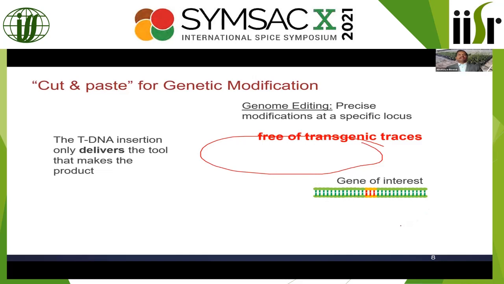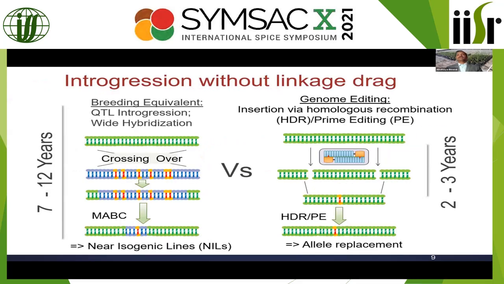Now that we have an idea about the technology, let's see how it is going to help in the breeding pipeline. So once breeders identify a QTL or a gene, which usually takes several years of effort, they try to cross it with an elite line to introgress the gene of interest into the elite line.